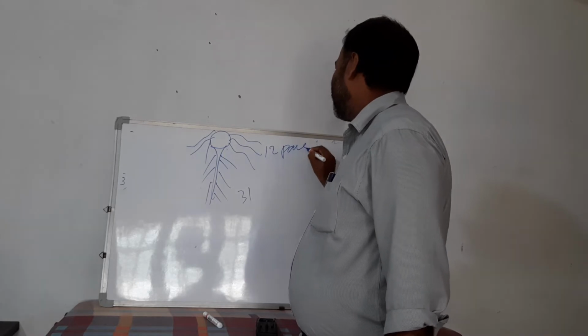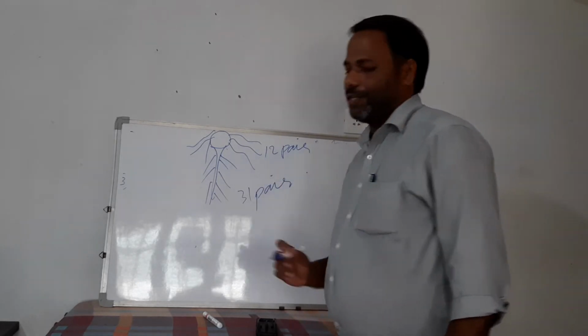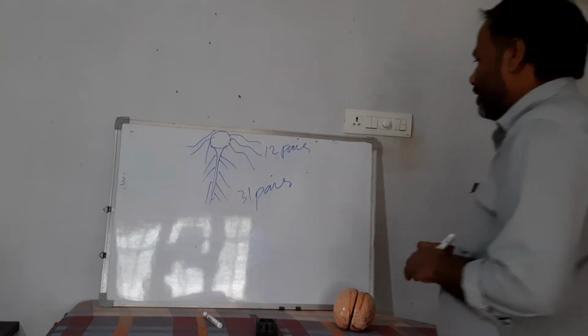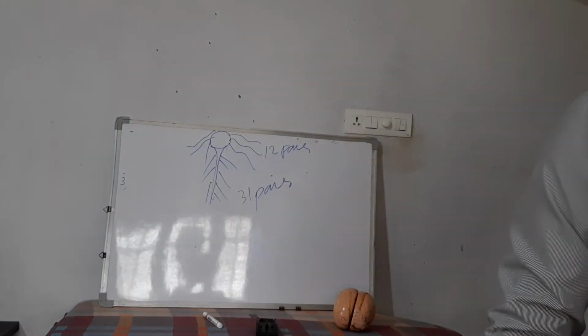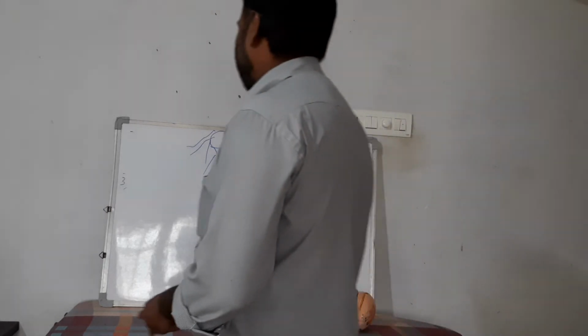Pair means jodi. These are the peripheral and central nervous systems. One more nervous system is there, the sympathetic and parasympathetic nervous system, that is called the autonomous nervous system. Let us see the central nervous system in detail.